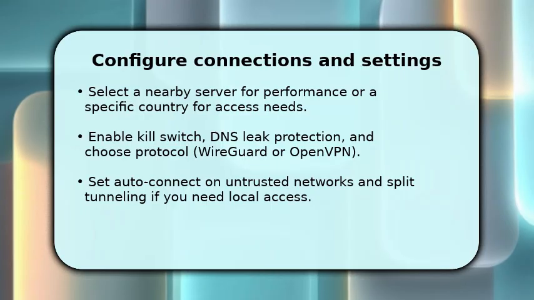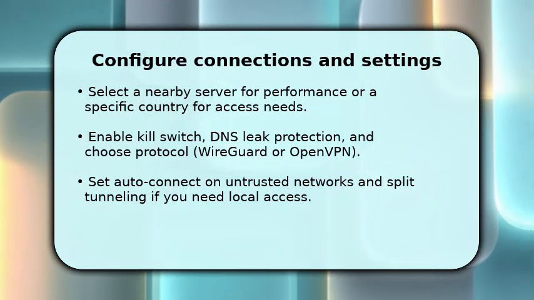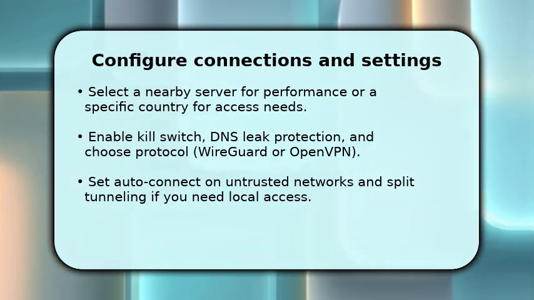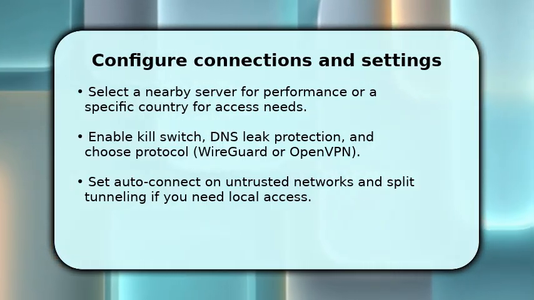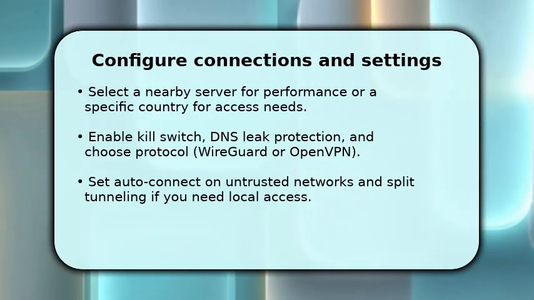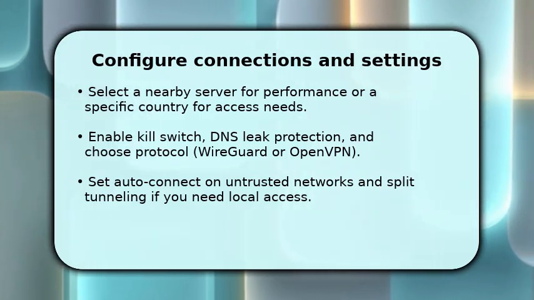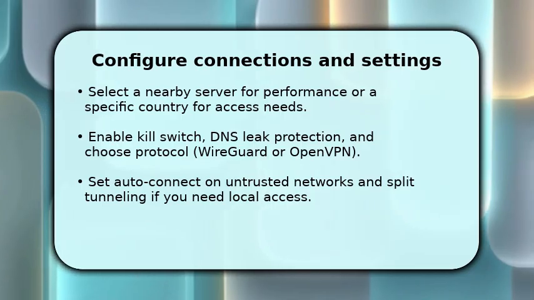Choose a nearby server for lower latency or a country-specific server if you need region access. Make sure the kill switch and DNS leak protection are enabled to prevent accidental exposure. These stop traffic if the VPN drops.